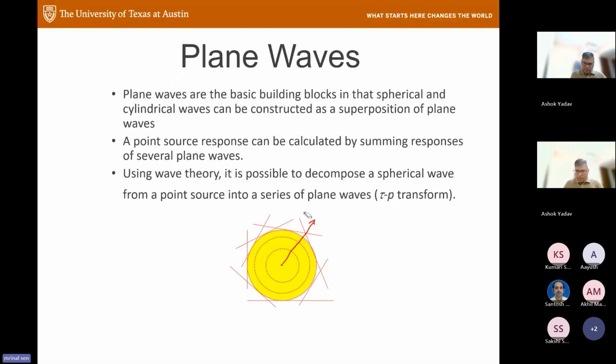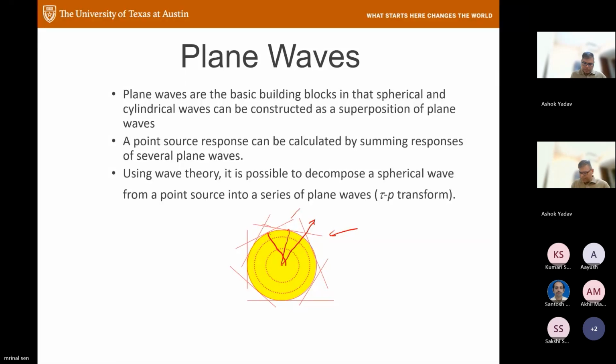Now you can think about these. If you just draw a ray path here and draw a tangent to it, this will give you a plane wave. Another ray path, another tangent gives you a second plane wave, and so on. So summing up all of these plane waves then gives you the spherical wavefronts. This is one thing you can understand without actually doing any math.